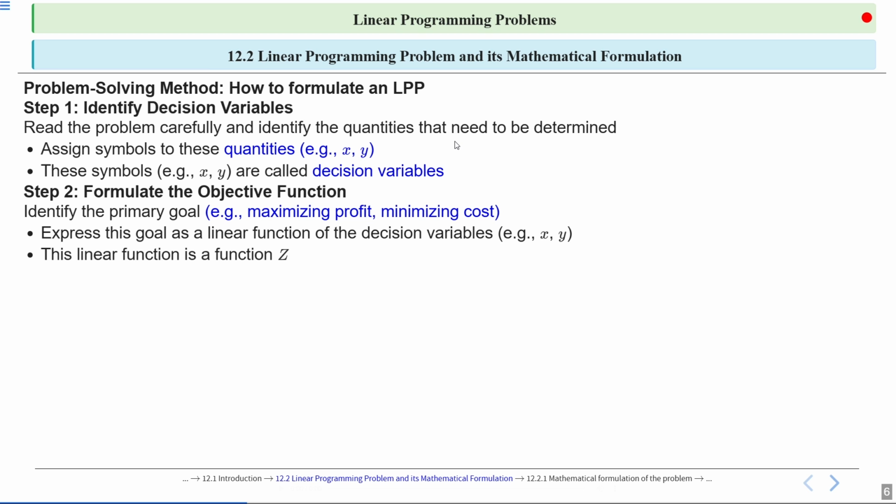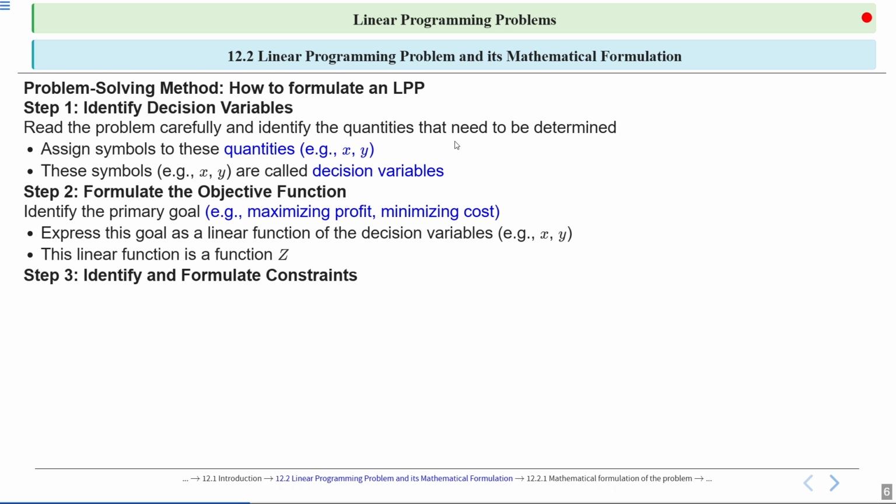So this linear function is called z. Basically, z is the objective function. It is a function that takes inputs and produces outputs in a straight line relationship.